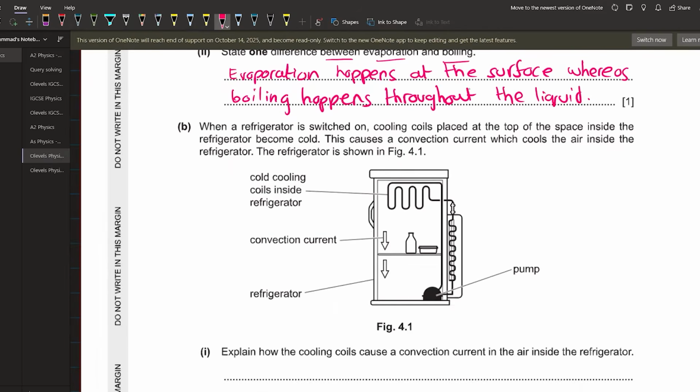When a refrigerator is switched on, ठीक है, जब एक refrigerator switch on किया है हमने, cooling coils placed at the top of the space inside the refrigerator become cold. अच्छा जी, ये सारी की सारी cooling coils जो है ना, ये cold बन जाती हैं. Okay, these are your cooling coils. Perfect. This causes a convection current which cools the air inside the refrigerator. The refrigerator is shown in figure 4.0. अच्छा जी, ये कूलिंग कॉइल्स की वजह से कन्वेक्शन करंट जनरेट होता है. This causes the air inside the refrigerator to cool down. Okay.